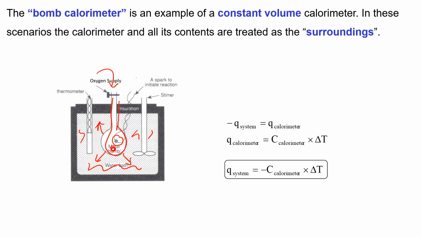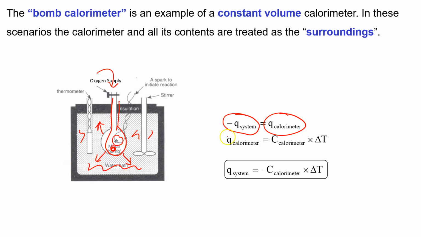So it's kind of the same principle as a coffee cup calorimeter, but because we're using gaseous reactants and we're producing gaseous products, we have to keep everything sealed. So that's why it's a little bit more complicated. The same thing applies though. The negative of the heat lost or gained by the system will be equal to the heat lost or gained by the calorimeter.